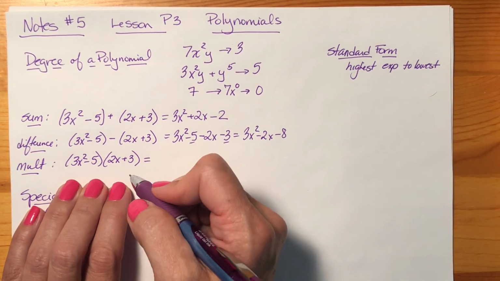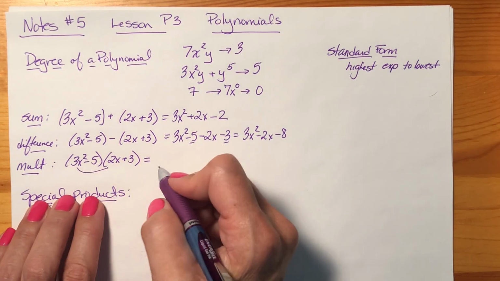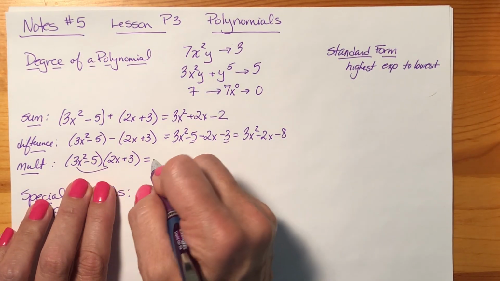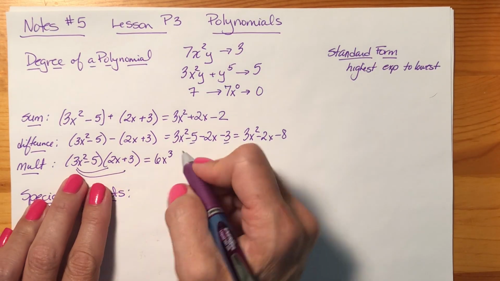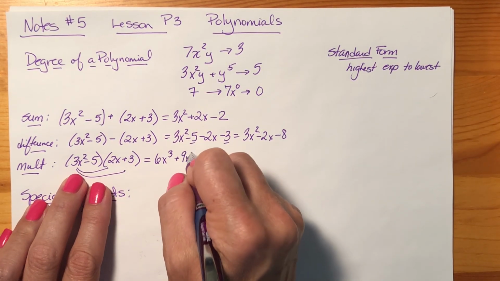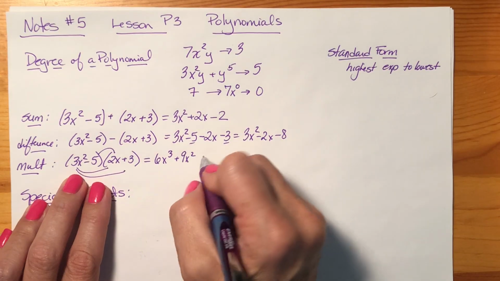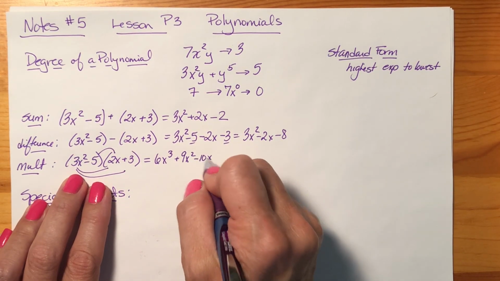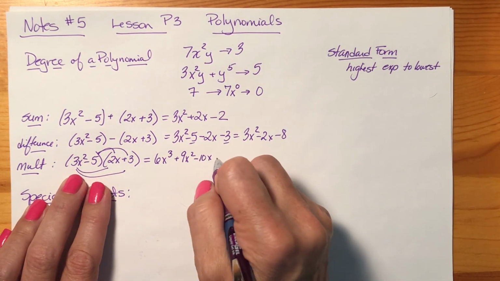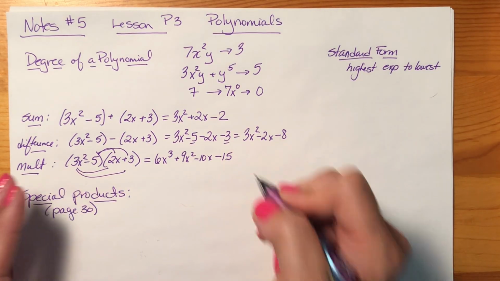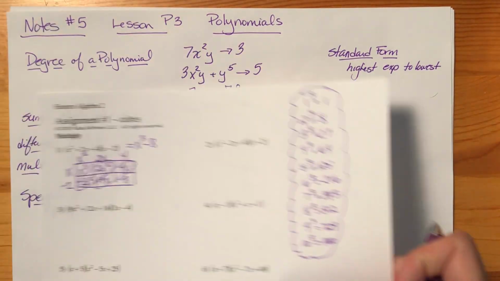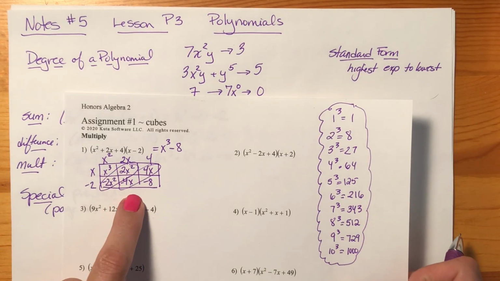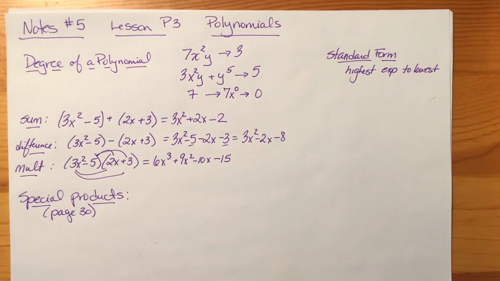Multiplication, feel free to FOIL if you like. Do the first two terms together, so that would be 6x to the third. The outside terms, so that would be 9x squared. The inside two terms, so that would be negative 10x. And then the last two terms, so that would be negative 15. I never learned to FOIL. I instead used the Punnett square, which, remember, I showed you our very first day together. So feel free, either method, whichever you'd prefer to use, you can do that.